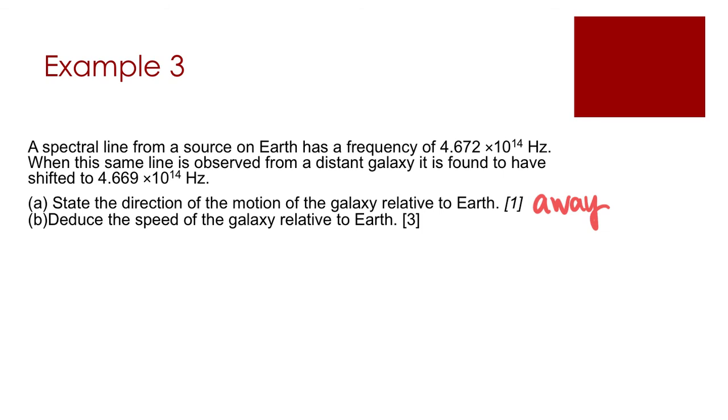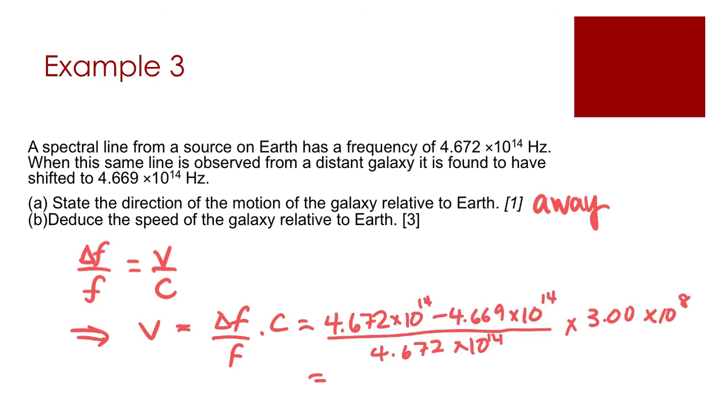Now the second part says deduce the speed of the galaxy relative to Earth. So let's go back to our change in frequency over the frequency is going to be approximately equal to the speed over the speed of light. If I now go and rearrange this equation, we're going to have the speed is going to be change in f over the original f times the speed of light. So let me go and put those numbers in. And once I pick up my calculator, I get 1.93 times 10 to the power 5 meters per second. That's the relative speed of the Earth. And as we just said, they are moving away from each other.